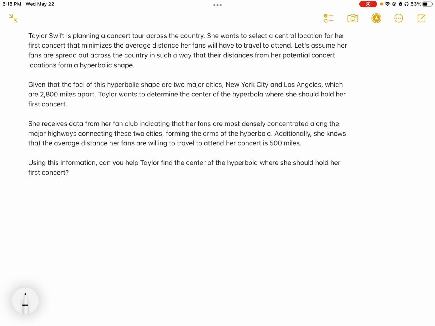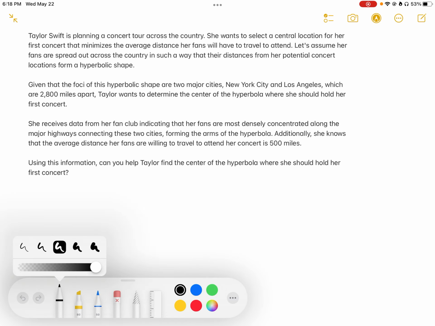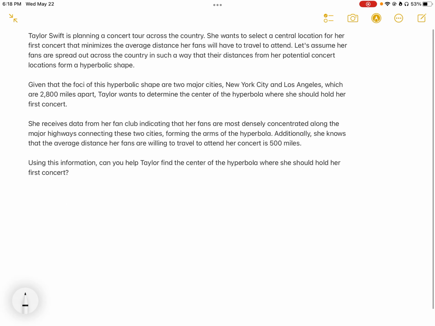concert? To solve this problem, we're going to denote the distance between the foci of the hyperbola as 2a, where a is the distance from the center to each focus. Since the distance between New York City and LA is 2,800 miles, we know that 2a is equal to 2,800 miles.